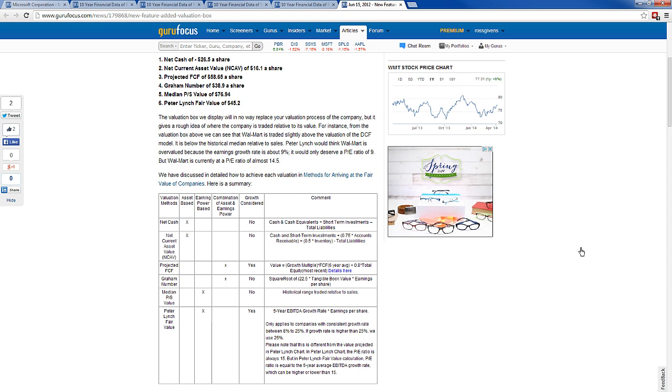According to Peter Lynch, the fair valuation for a growth stock is a PEG ratio equal to 1, and that's how our Peter Lynch fair value was calculated. Yes, Chris, the short interest is from Morningstar. Can we add more valuation models? Yeah, you can always suggest different valuation models through the contact us button, and we will always consider them.